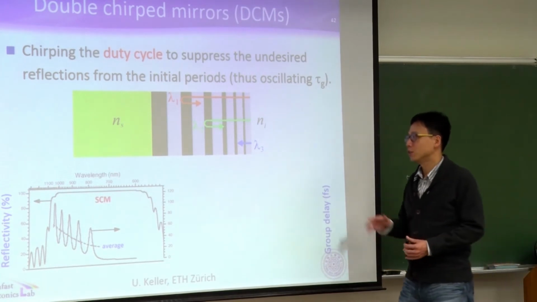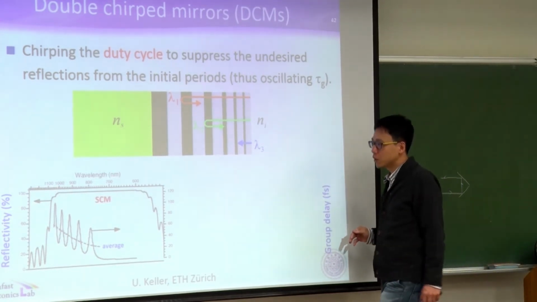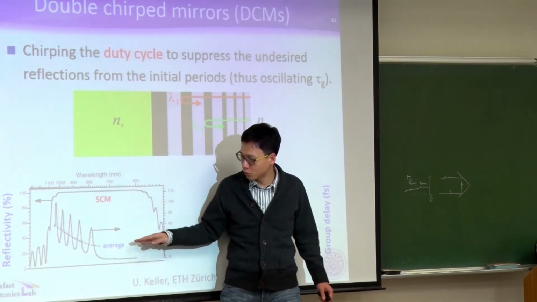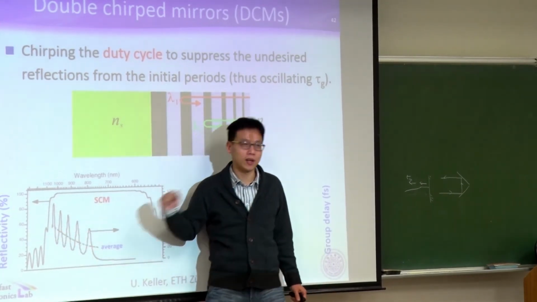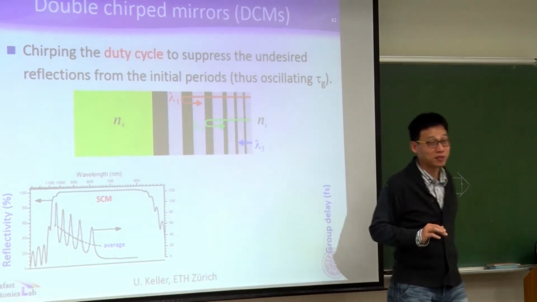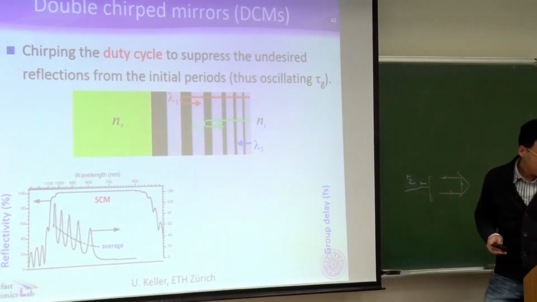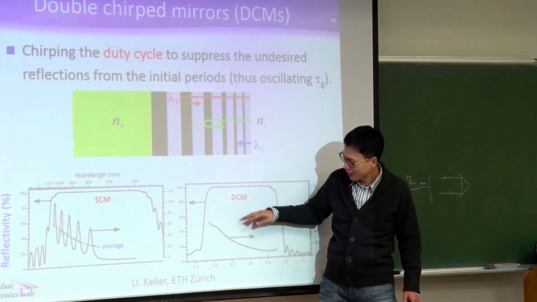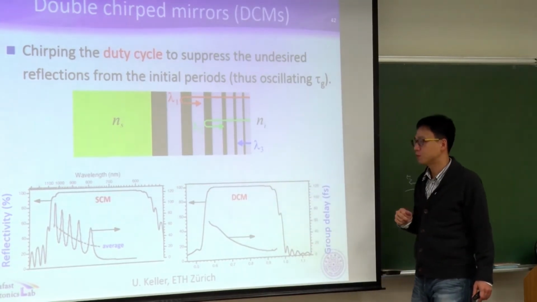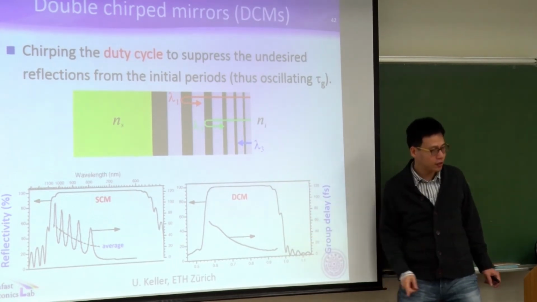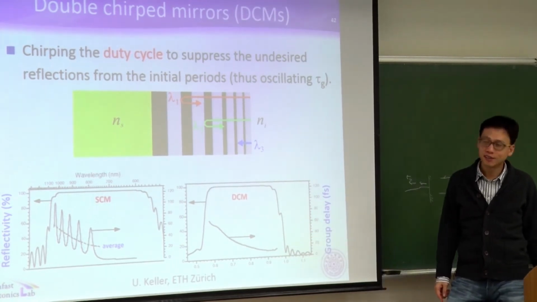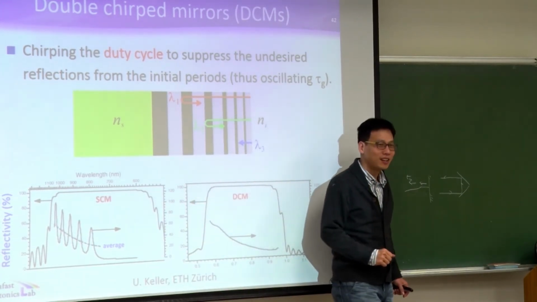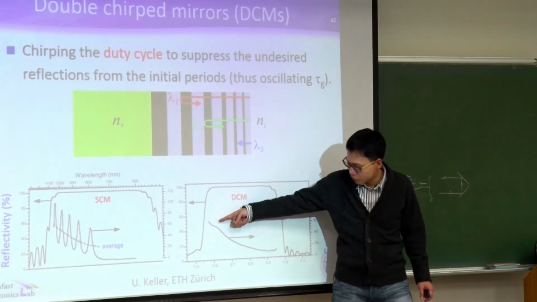Okay, so if you use a single chirped mirror, you got a group delay distribution like this. Although the target is the smooth one, you cannot have a smooth group delay. By using a double chirped mirror, you got this. If you look at the group delay curve, you see it's much smoother than the single chirped mirror, right? Almost just like the average result.